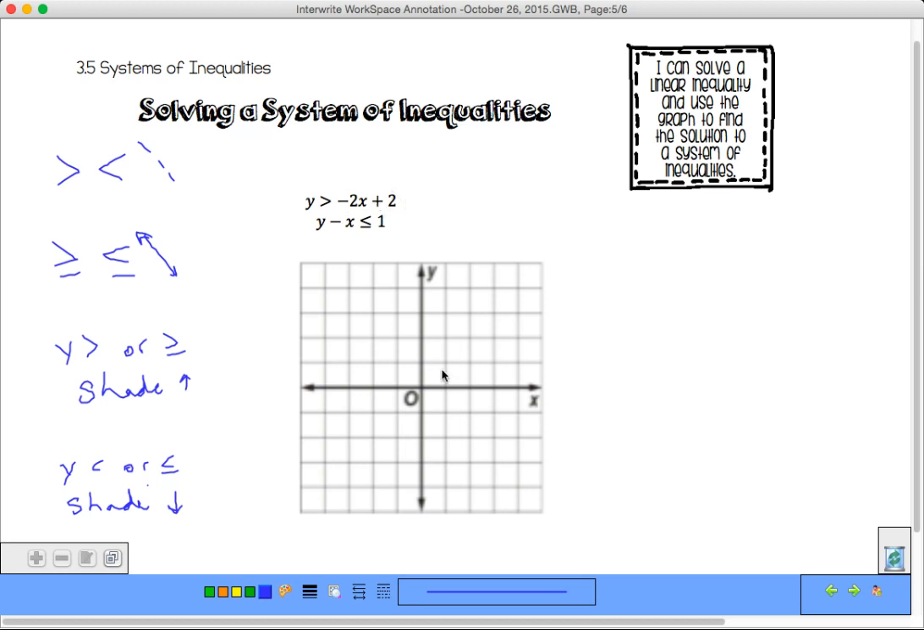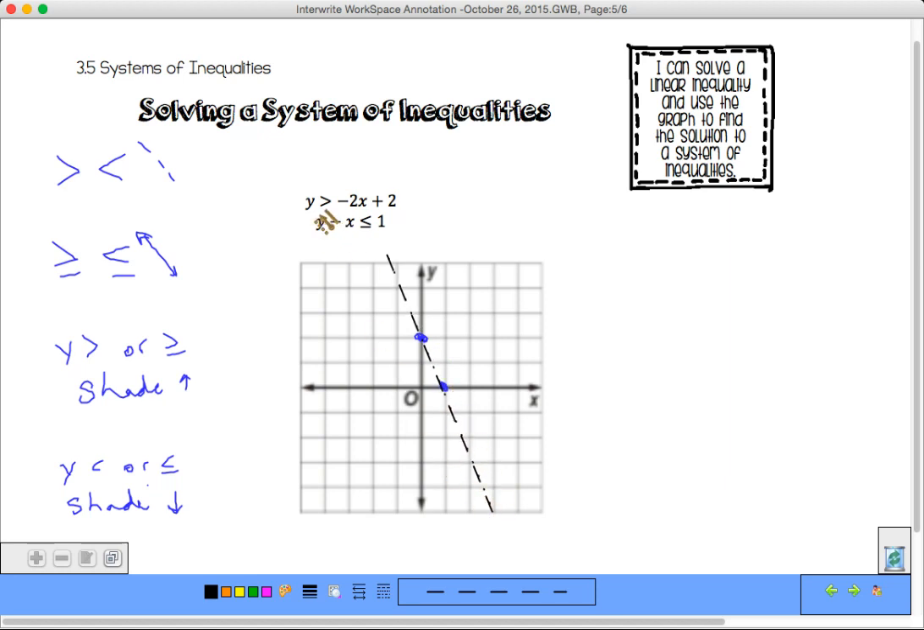Okay, so let's see what that looks like. So here, this is my y-intercept. I'm going to start at 2. My slope is -2, so I'm going to go down 2 over 1. And then I'm going to draw my line. Gosh, let's try again. There we go.